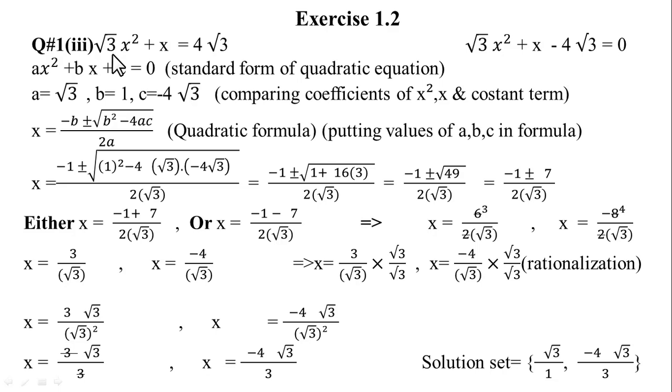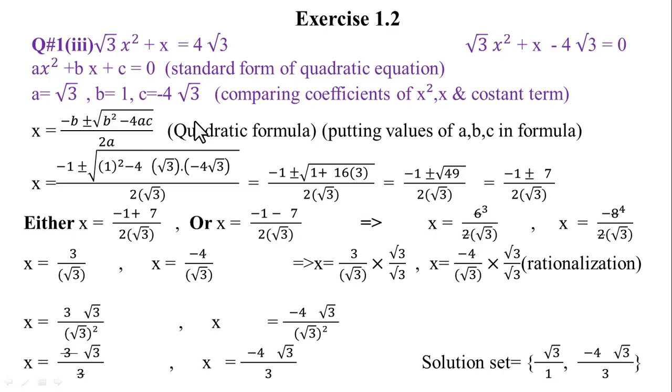In the given statement, square root of 3 x square plus x is equal to 4 into square root of 3. So we arrange the equation: square root of 3 x square plus x minus 4 into square root of 3 is equal to 0. The standard form of a quadratic equation is ax square plus bx plus c is equal to 0. Comparing both equations, we have a is equal to square root of 3, b is equal to 1 and c is equal to minus 4 multiplied by square root of 3. After comparing the coefficients of x square, x and the constant term, a is equal to square root of 3, b is equal to 1 and c is equal to minus 4 into square root of 3.